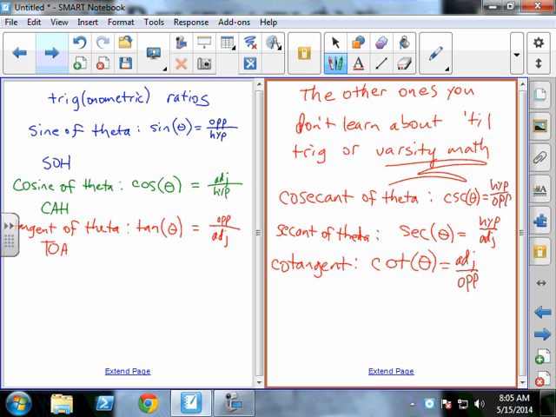The cosine's reciprocal, or inverse, and it's not an inverse. It's better to say it's a reciprocal. The cosine is the adjacent over the hypotenuse, so the secant is its reciprocal. It's the hypotenuse over the adjacent. And the tangent and the cotangent, to me, that makes sense, but the other ones don't.